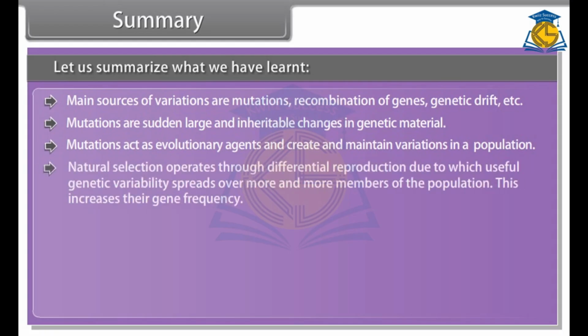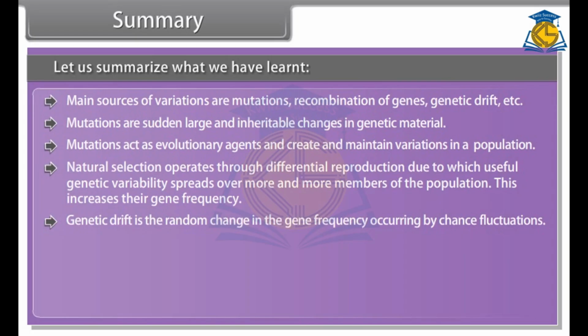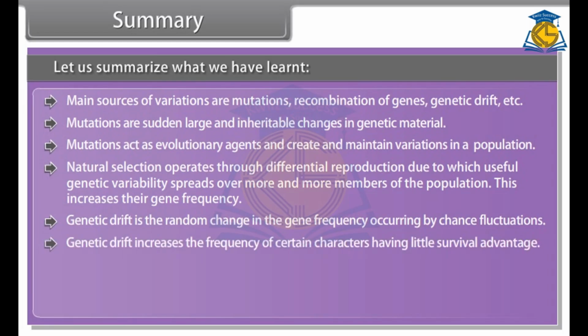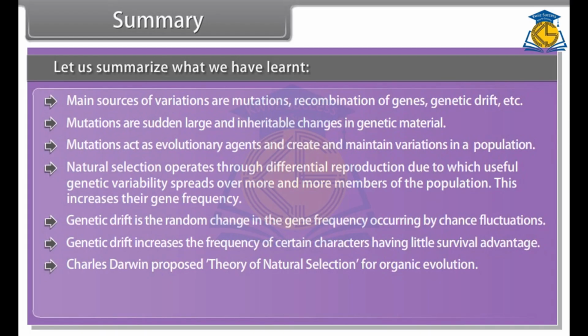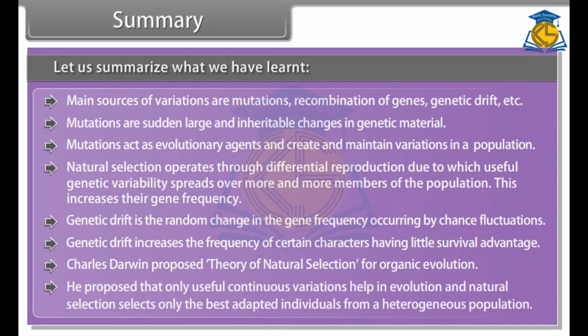Natural selection operates through differential reproduction, due to which useful genetic variability spreads over more and more members of the population. This increases their gene frequency. Genetic drift is the random change in the gene frequency occurring by chance fluctuations. Genetic drift increases the frequency of certain characters having little survival advantage. Charles Darwin proposed theory of natural selection for organic evolution. He proposed that only useful continuous variations help in evolution, and natural selection selects only the best adapted individuals from a heterogeneous population.